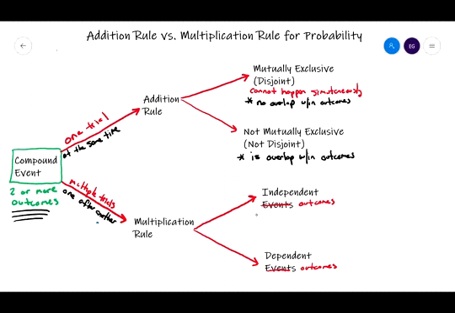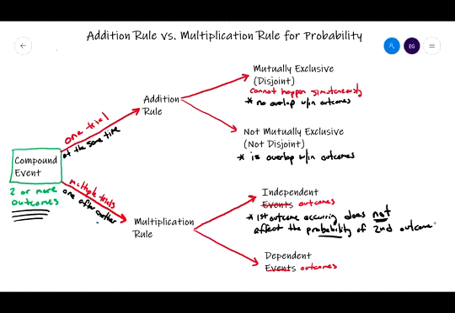Okay, so independent: the first outcome occurring does not affect, and the key word here is not, does not affect the probability of the second outcome.